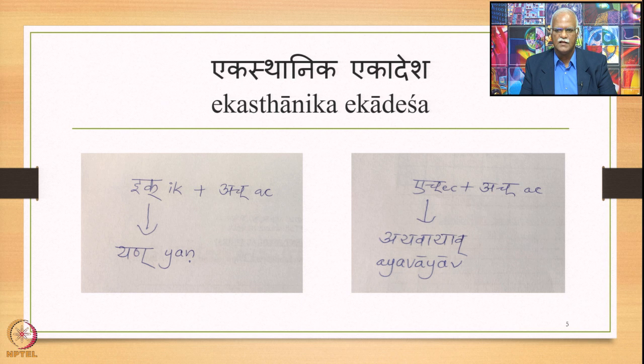We said that ekasthanika ekadesha has got these two instances. If you have ik followed by ach, then in place of ik, yan is the substitute. This is the first instance. And the second instance is ech followed by ach, and ech is substituted by ay, av, ayav, avav. These are the two instances of ekasthanika ekadesha. And we have studied them in detail. We also interpreted the sutras iko yanachi and echo yavayavaha to understand the sandhi better.